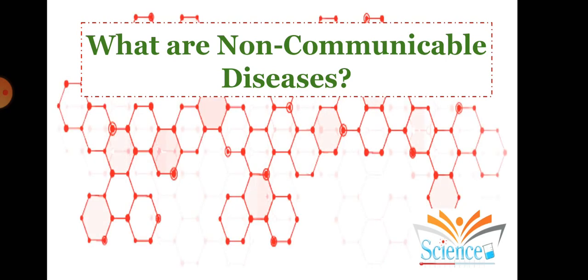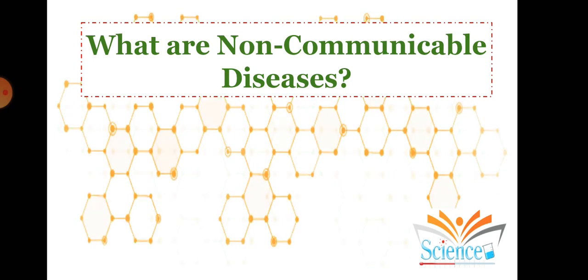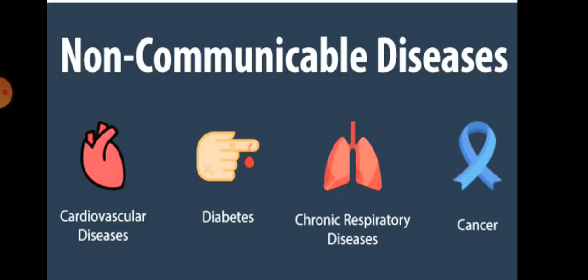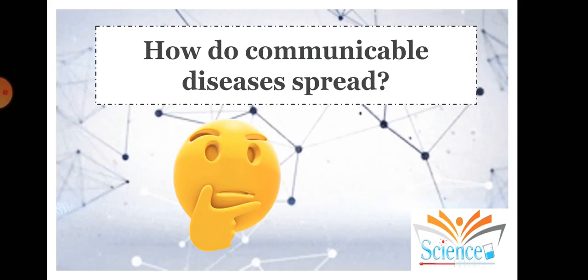Now, what are non-communicable diseases? Let's start with our very basic question. If we do a quick recap, we discussed non-communicable diseases being diseases that do not spread from one person to another, right? We also discussed examples, which were cardiovascular disease, diabetes, chronic respiratory diseases, and cancer. So these are classified as non-communicable diseases. Even if you touch a person suffering from cancer, the person touching the patient will not get infected because of that. So that is considered a non-communicable disease.